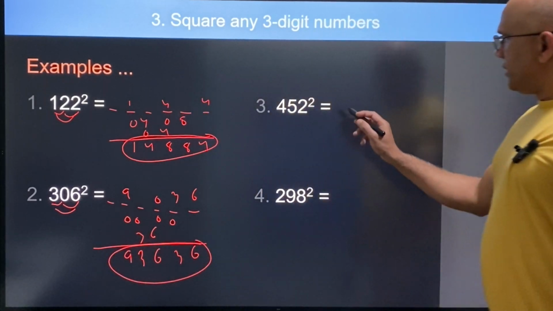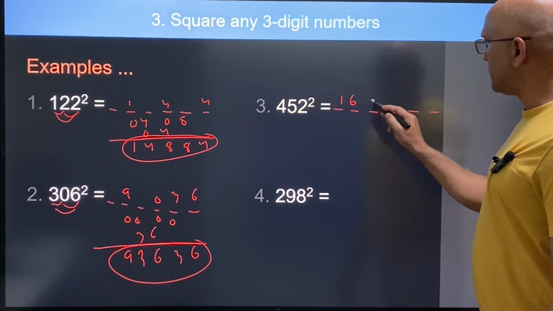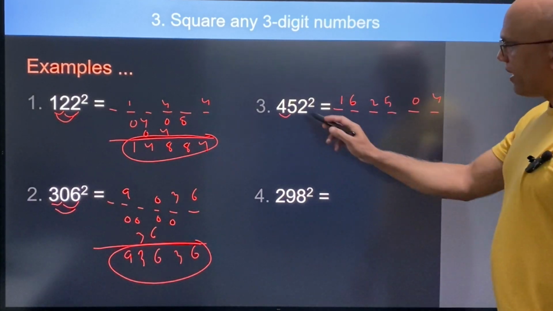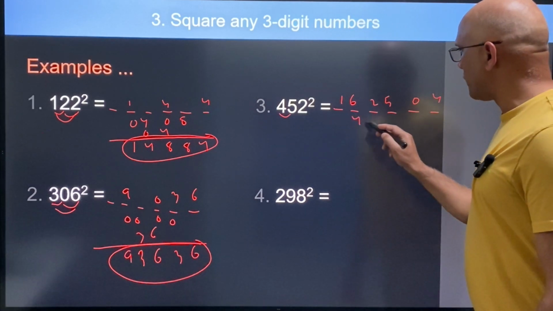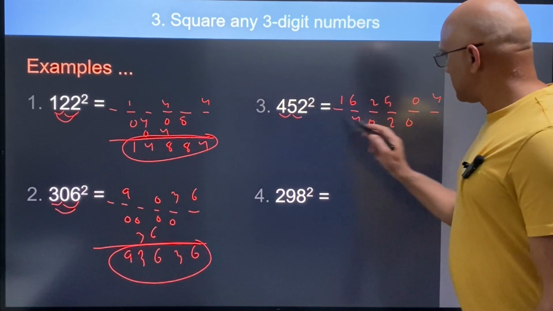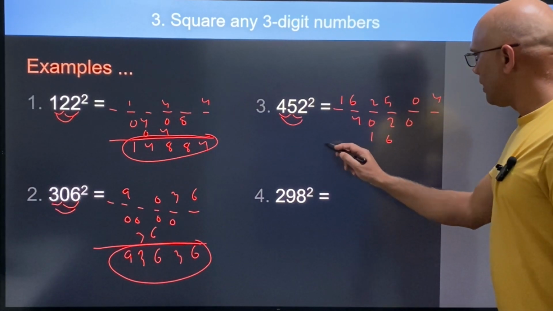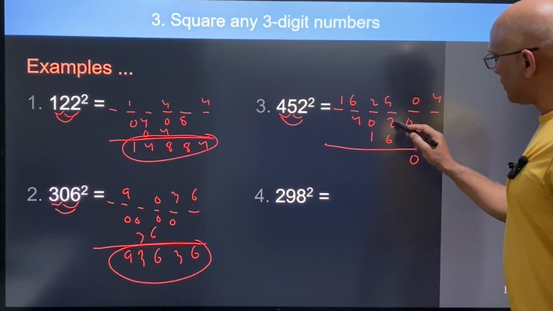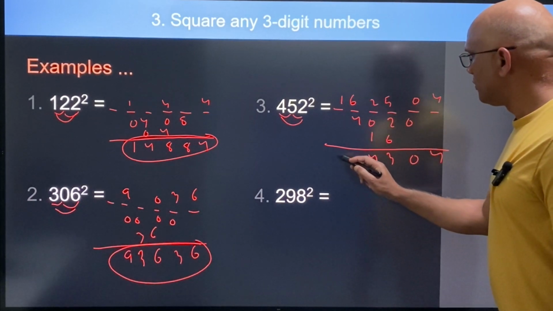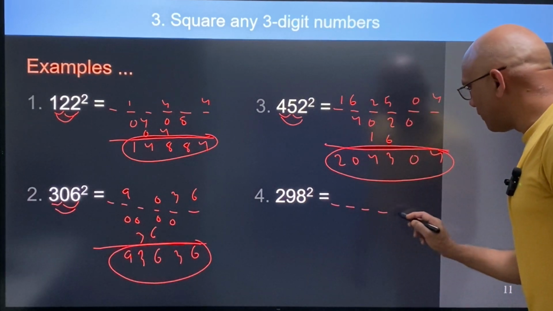Right here again, 6 spots, 1, 2, 3, 4, 5, 6. 4 square is 16, 5 square is 25, 2 square is 4, 2 times 4 times 5 is going to be 5 times 2 is 10, times 4 is 40, and then 2 times 5 is 10, times 2 is 20. So that is this, and then 2 times 4 is 8, times 2 is 16. All right, so 4, 0, 3, 4, 0, 2.